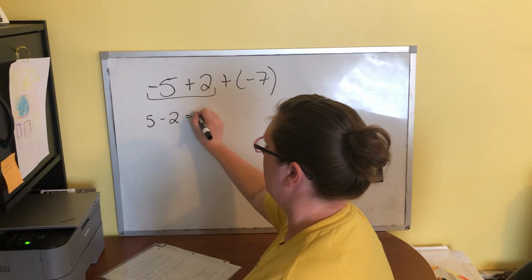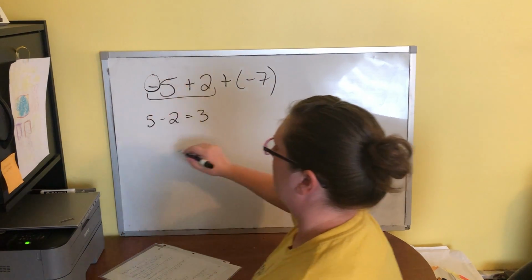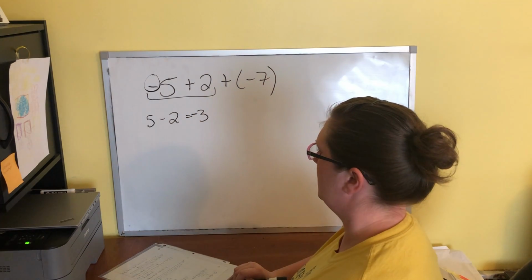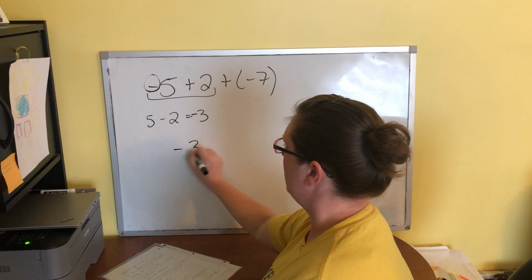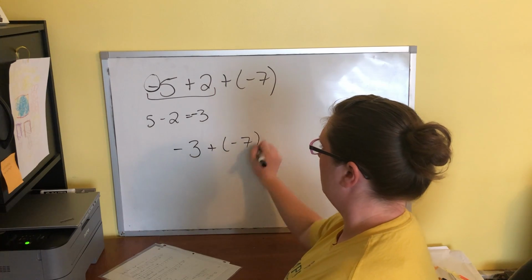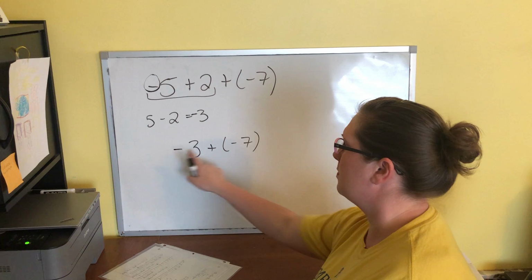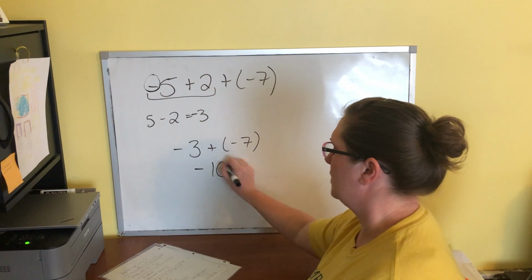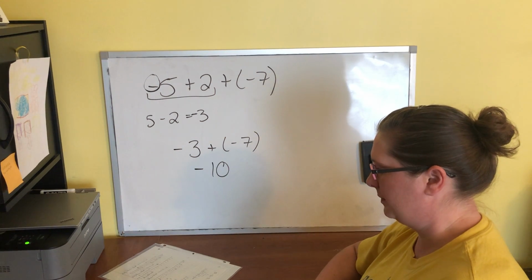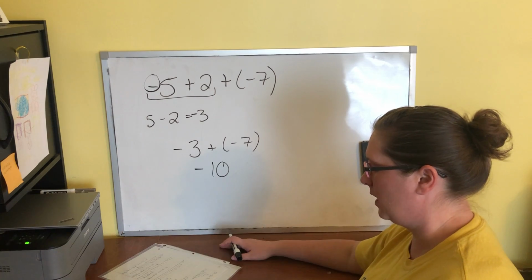Okay, -5 plus 2. We can do the same thing we did before. We can do 5 minus 2 is 3. Look at the larger sign. So we know that's going to be a -3. So now I have -3 plus -7. I can add them just the way they are because they're both negative. So it ends up being a -10.